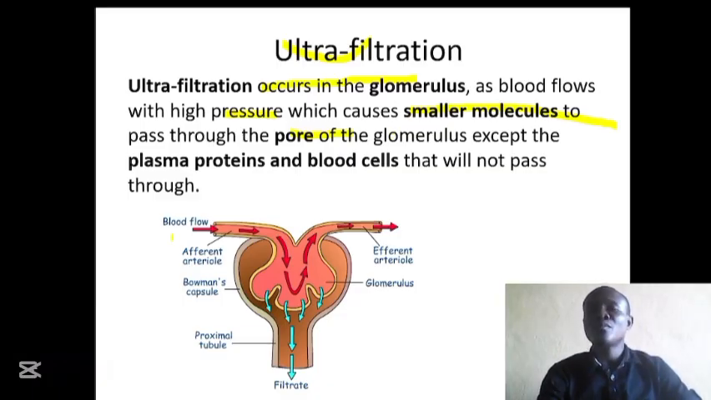happening in the body. As we have it on this diagram, the blood flow is coming through the afferent artery into the glomerulus. This glomerulus has pores in it. That means it has holes, and it is through those holes that the smaller molecules will force their way into the Bowman's capsule. Larger particles like proteins and blood cells will not pass through because they are too large. From the Bowman's capsule, the filtrate will move into the proximal convoluted tubule.